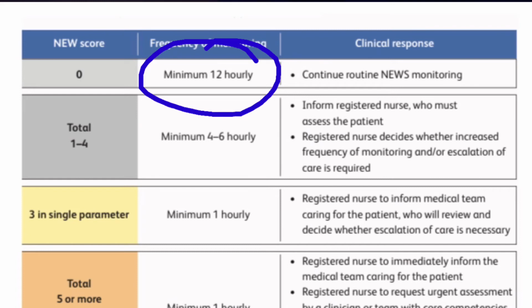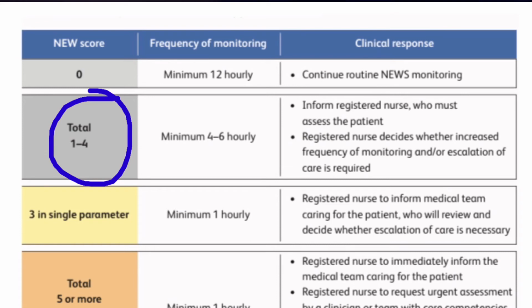Okay, if the NEWS score is 1 to 4, the minimum is 4 to 6 hourly. Inform the registered nurse who must assess the patient. The registered nurse decides whether to increase the frequency of monitoring and/or whether escalation of care is required. So that is for you to decide. Minimum 4 to 6 hourly. Definitely you have to verbalize that the patient's NEWS score is 4, so escalation is required, so I'm going to inform the doctor, and things like that you have to mention in your OSCE exam.